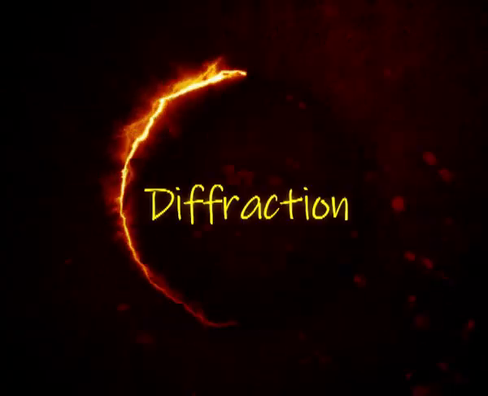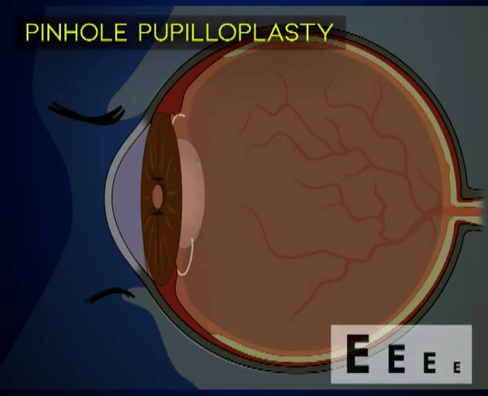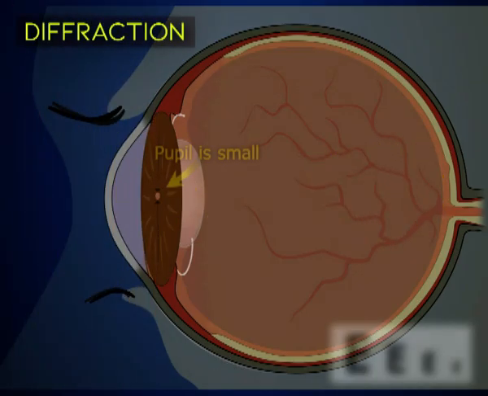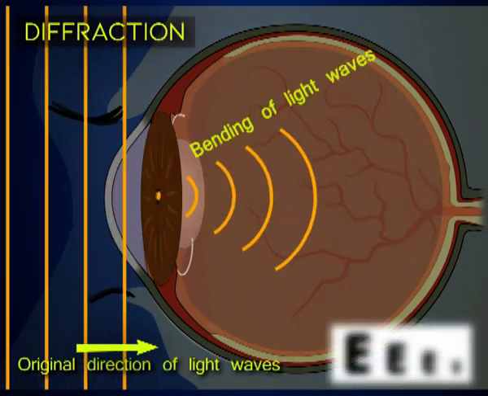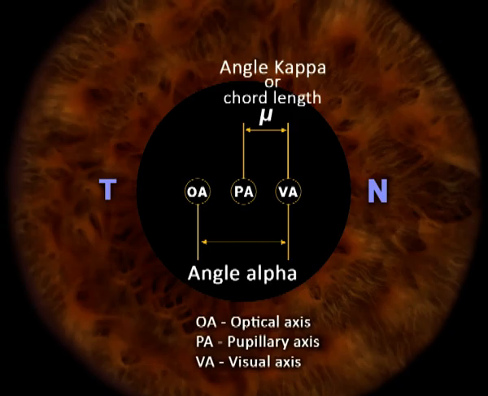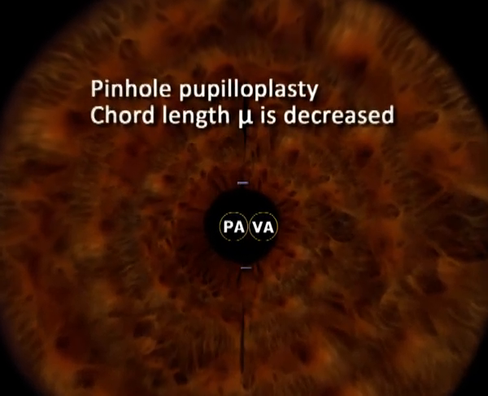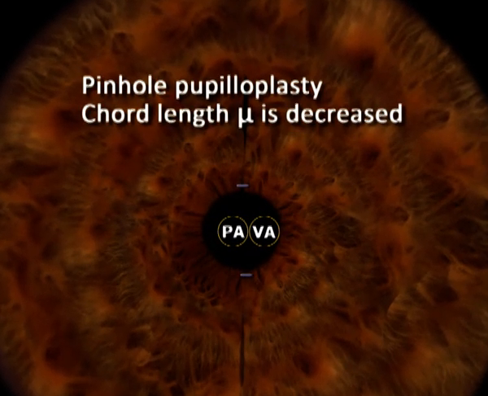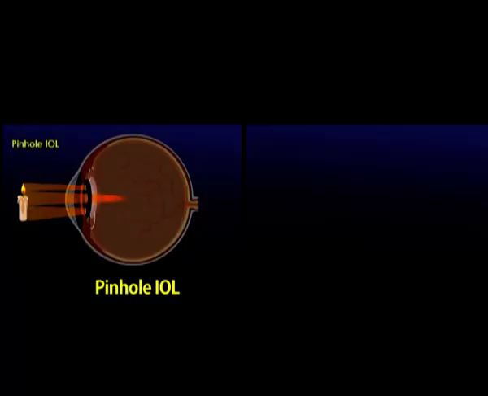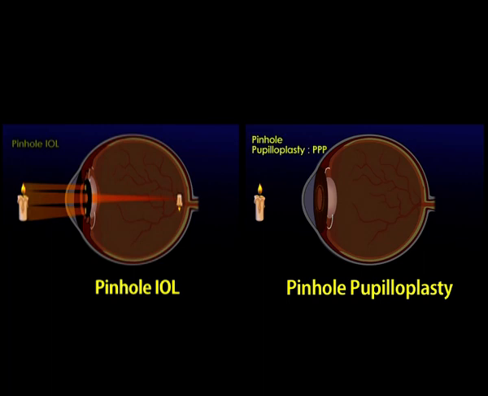The disadvantage of making the pupil too small, less than 1.5 mm, is that diffraction of light occurs and the light waves bend around the corners of the aperture. In pinhole pupilloplasty, angle kappa or chord length mu is decreased, reducing all of the odd harmonics of the Zernike. Understanding these principles, we decided to create a pinhole eye through pupilloplasty.